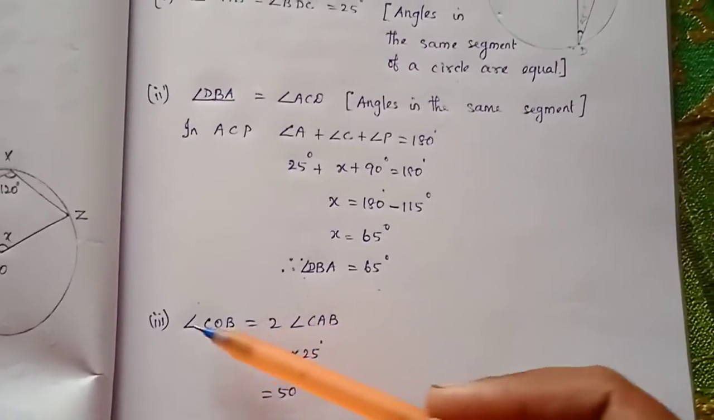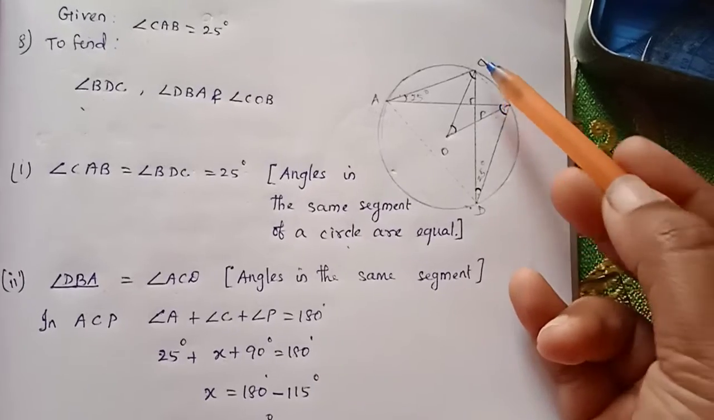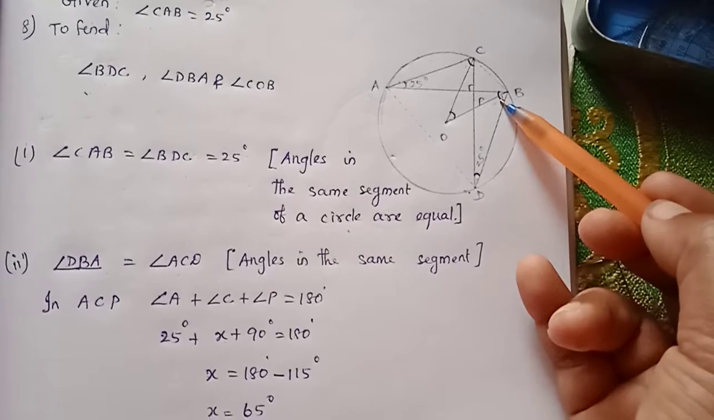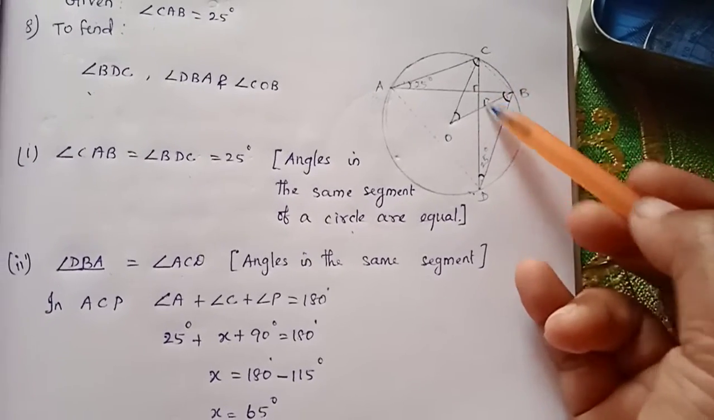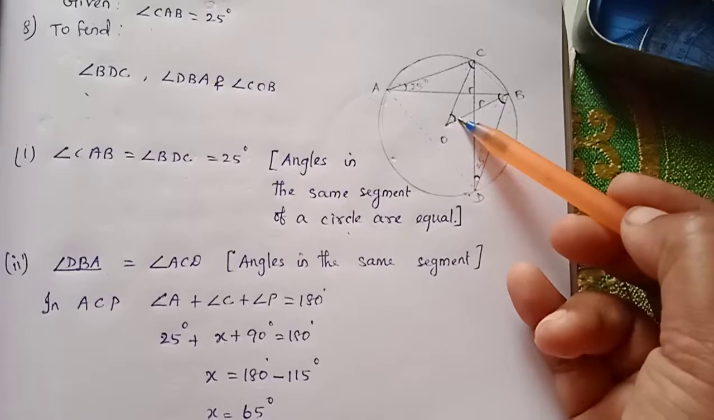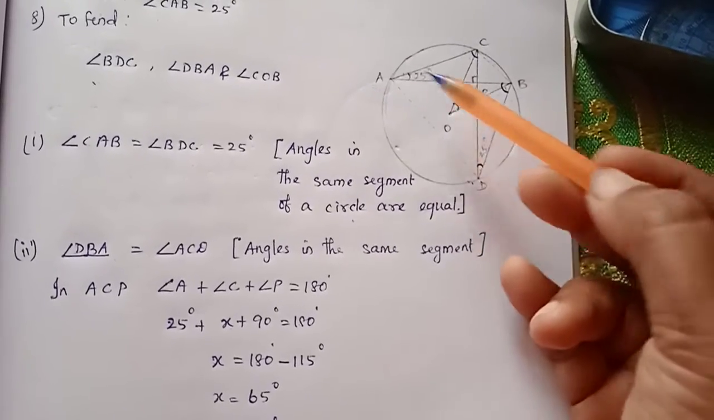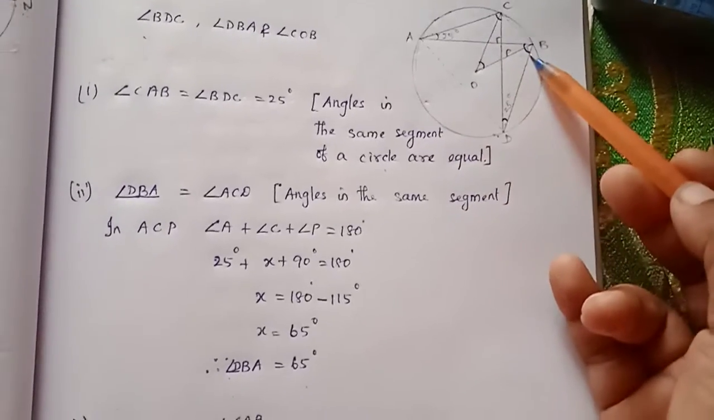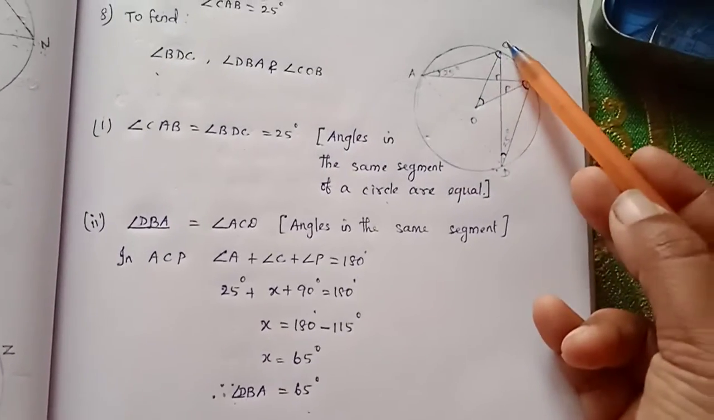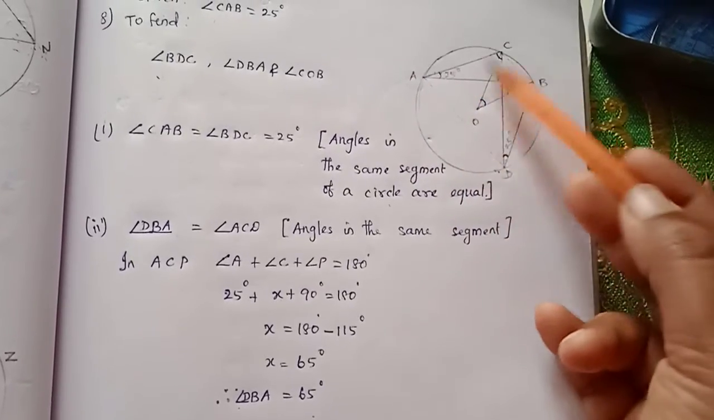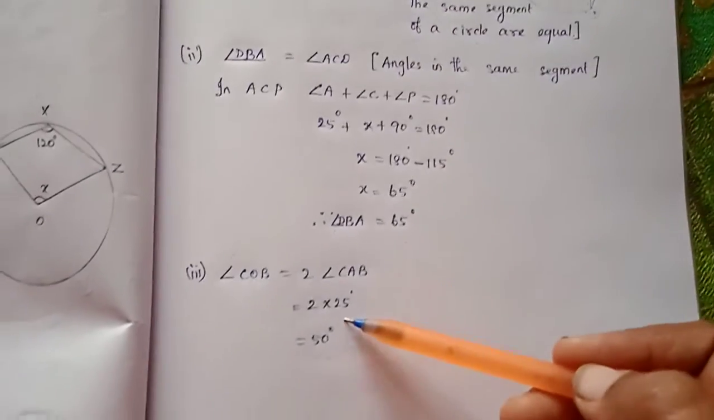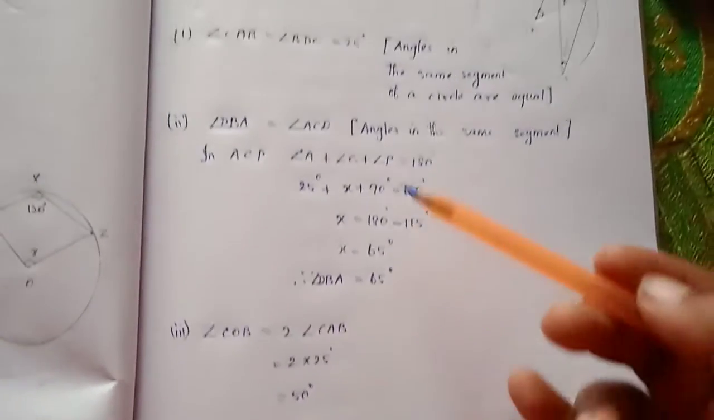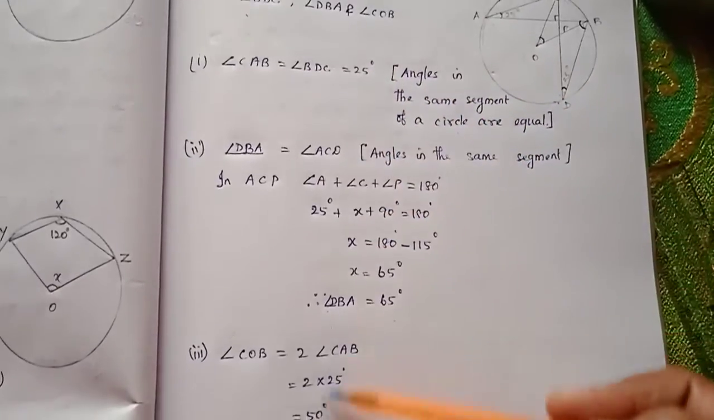So we can write angle COB. This is the arc subtended by the angle at the center, and it is double the angle subtended by it at any point on the remaining part of the circle. Therefore, angle COB is equal to 2 times CAB. This value is given, 2 times CAB, it is 25. So 2 into 25, 50 degrees. Therefore, we have found all the three values.